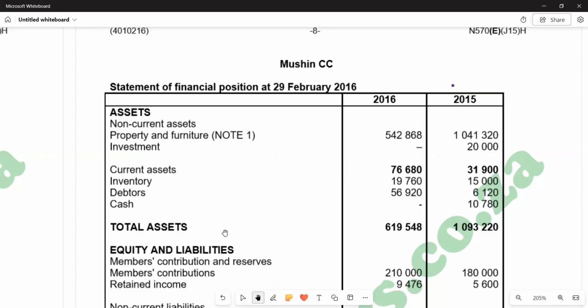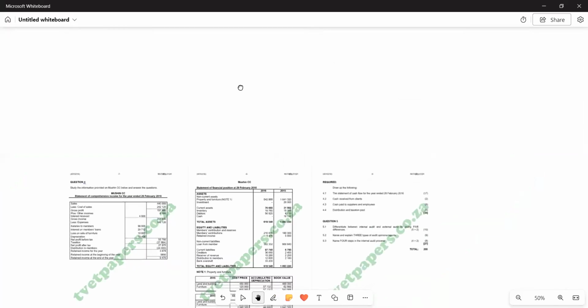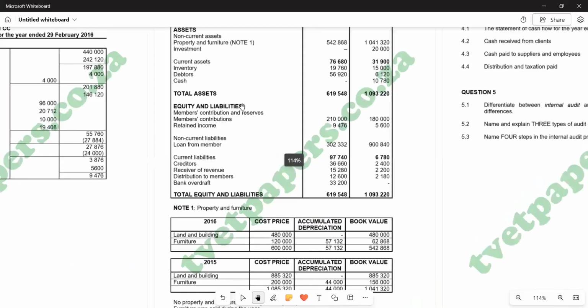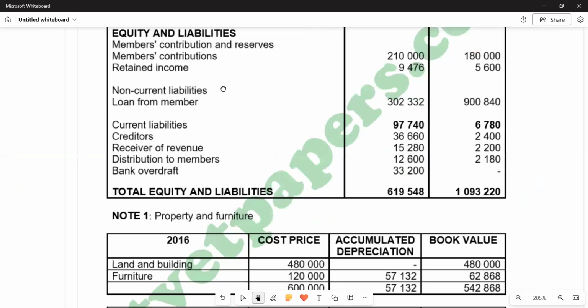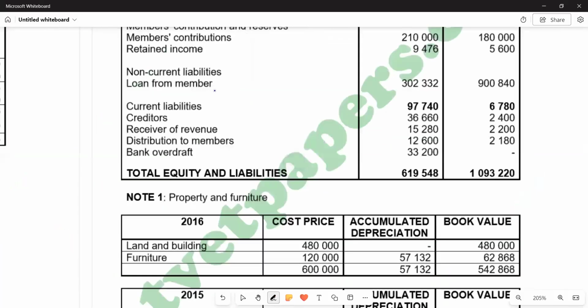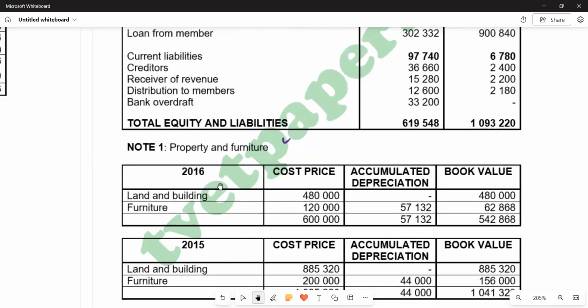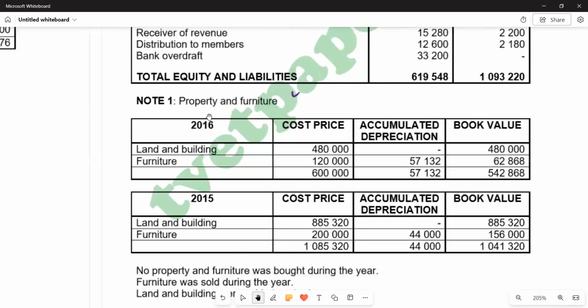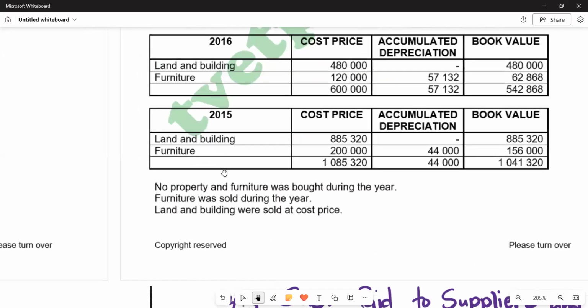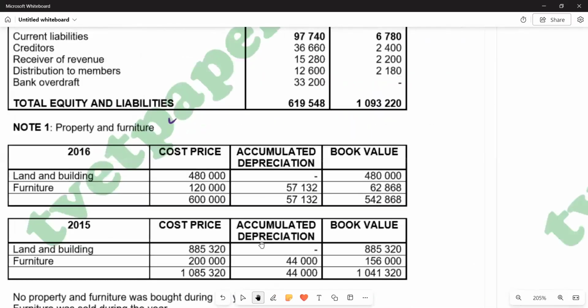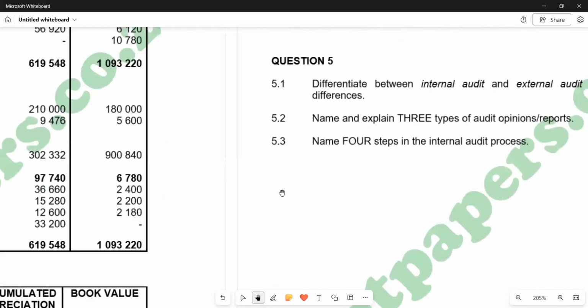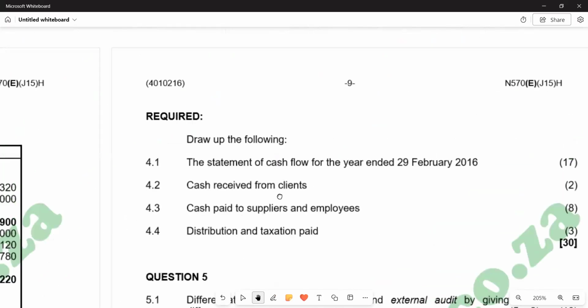You can also go through the elements that you are given in the statement of financial position. I believe that you are given a note which reads property and furniture, and we are given a note there in terms of the calculation of the book value of property and furniture. Going down, you'd see that we are also given two periods, 2016 and 2015. And I believe there are also a few notes beneath that. So we try to see on the next page, that's where we now have the question.